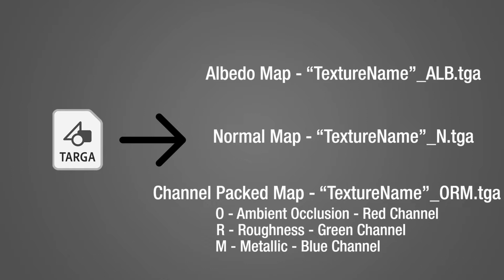ORM, for the red channel, it will be ambient occlusion. For the green channel, it will be roughness. And for the blue channel, it will be metalness. So every one of these textures will be in the Targa texture format. This is, in the industry, considered one of the best formats to use in terms of quality versus size trade-off.